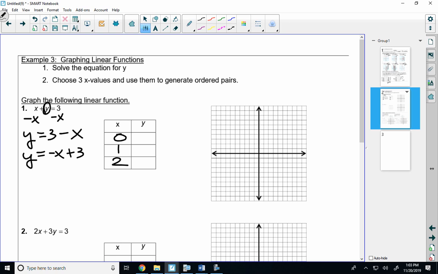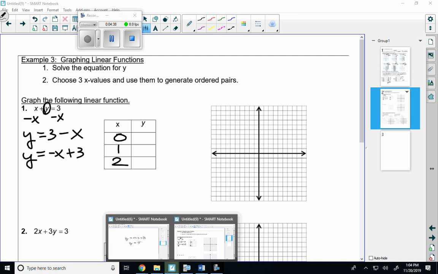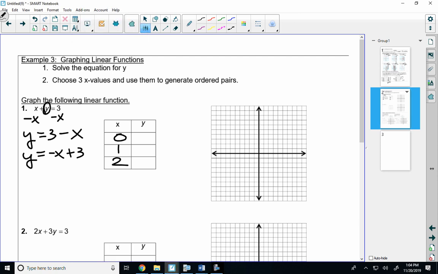Now, this is just the same as the input-output table. It just doesn't have all the same information as we typically have, but it's still just an input-output table all the same. So if I plug 0 in for x, we have 3. If I plug 1 in for x, negative 1 plus 3 would be 2. And then from here, you can plug in 2 again, but you see, as we're going up by 1, we're going down by 1 for y, so we go down by 1 again. And then we graph those, 0, 3, 1, 2, 2, 1, and then we get our line from there.